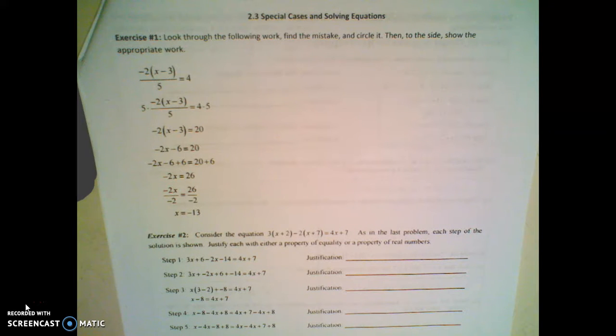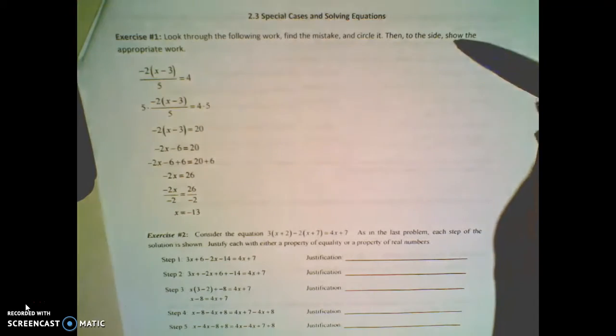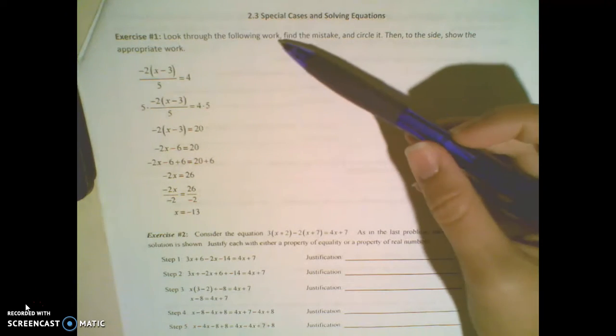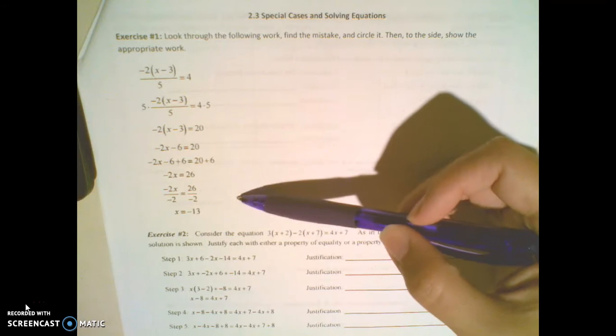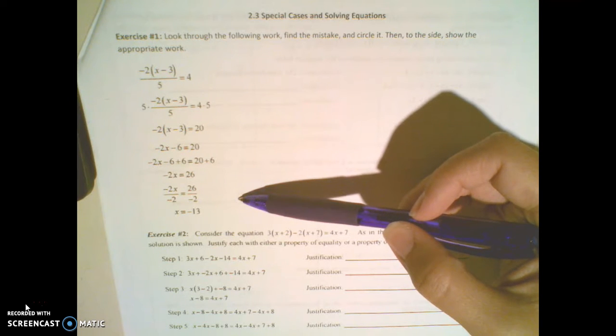Hi, and welcome to 2.3 on special cases in solving equations. So in the first one here, we're going to look through this solved equation and see if we can figure out where the mistake is.